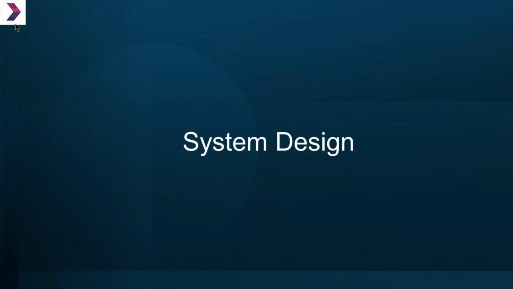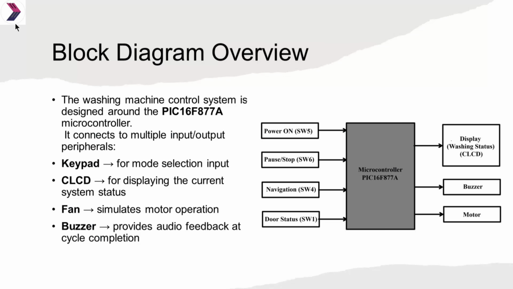Then next is system design. The system design consists of the microcontroller PIC16F877A. Here is the block diagram in which some input devices and some output devices are connected to the microcontroller. The washing machine control system is designed around the PIC16F877A microcontroller. It connects to multiple input and output peripherals, in which the keypad is for mode selection, the CLCD is for displaying the current system status, the fan is used to simulate motor operation, and the buzzer provides audio feedback at cycle completion.